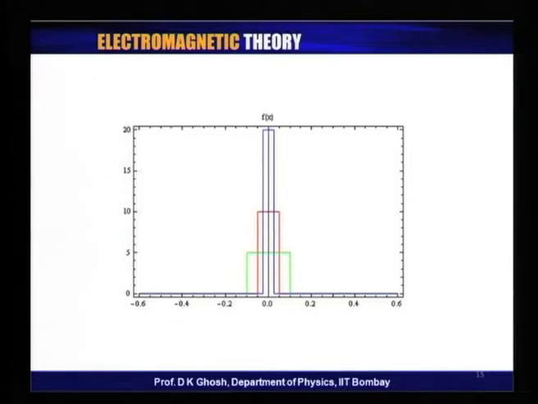Now, as n goes to infinity, then this represents a delta function, because as n goes to infinity, its width will essentially become 0, but the area under the curve, namely the area of the rectangle, is finite, because it remains finite, being its height times the width.